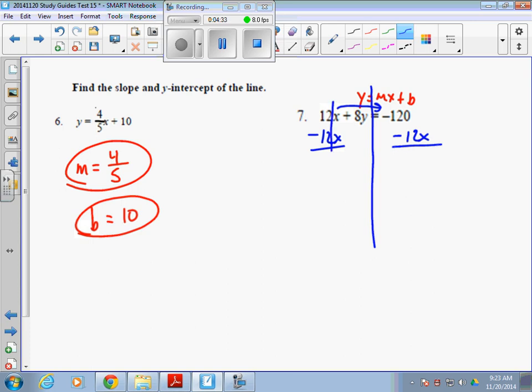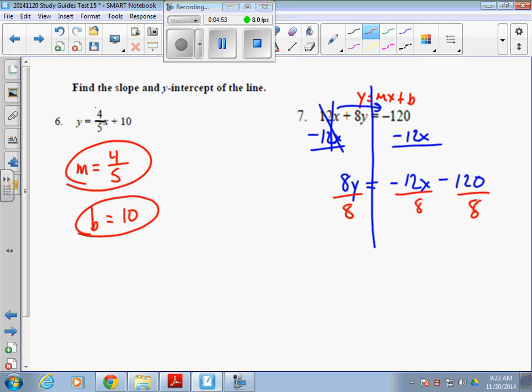So when we do that, it cancels this part out and it leaves us with 8y equals, write the x term first, -12x, and then the constant term, -120. Get rid of the 8 by dividing by 8 since it's multiplying by 8. If you divide the left, make sure to divide everything on the right by 8.